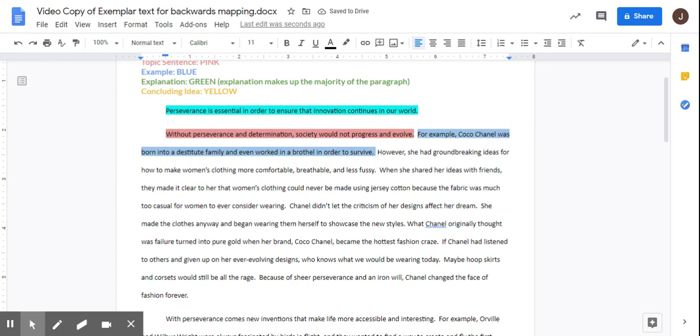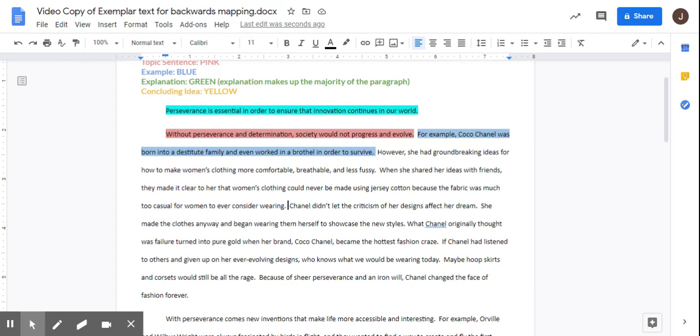However, she had groundbreaking ideas for how to make women's clothing more comfortable, breathable, and less fussy. When she shared her ideas with friends, they made it clear to her that women's clothing could never be made using jersey cotton because the fabric was much too casual for women to even consider wearing. Okay, so we're still talking about Coco Chanel and talking about it further, so I think this is still part of our explanation. Chanel didn't let the criticism of her designs affect her dream.